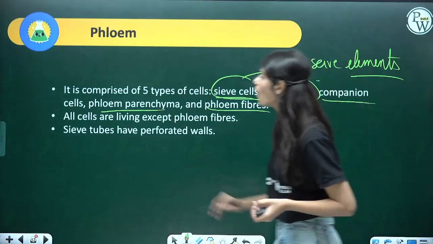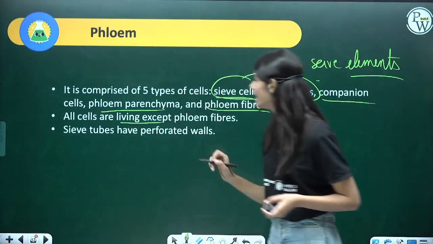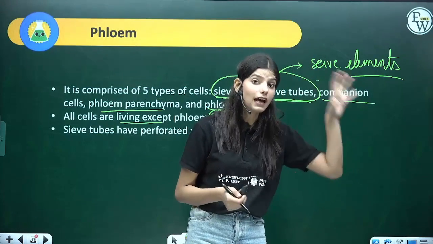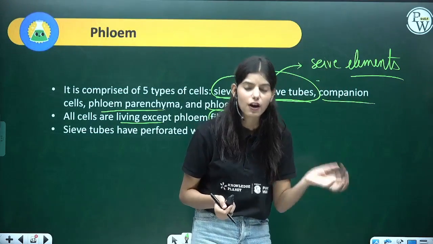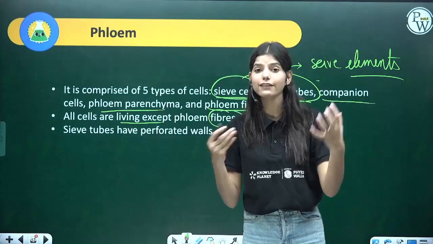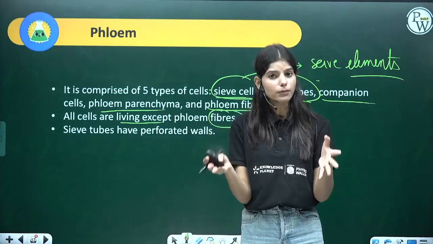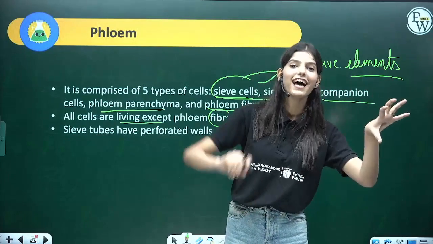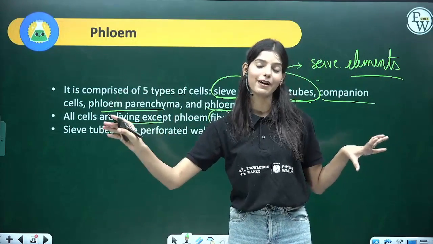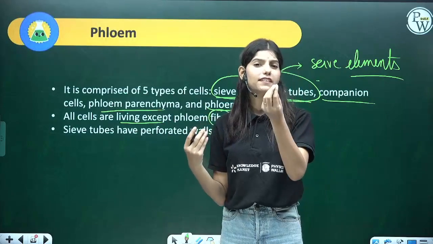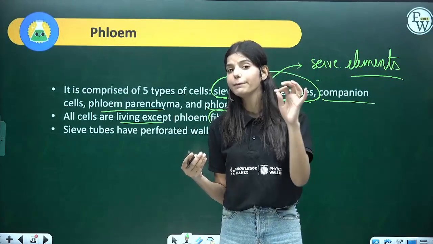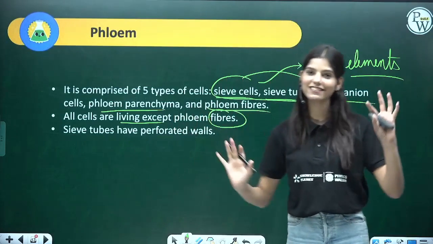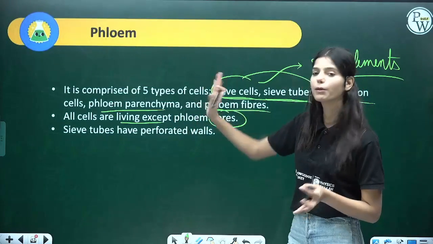So here all the cells are living except for the phloem fibers. But if you talk about the xylem, guys, xylem is mainly comprised of dead cells. But in plants, phloem tissue is comprised mostly of living cells. So except for the fibers, other cells are living. But in your xylem, except for the parenchyma, other cells are dead. Okay, don't worry, we are going to compare both, that is xylem and phloem. So here, guys, phloem, I hope this part is clear.